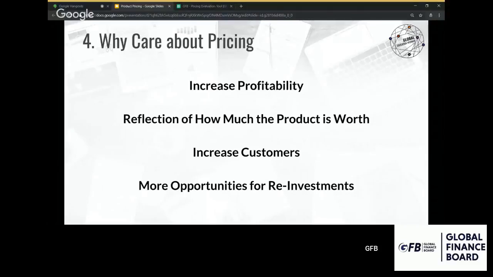Then, increase customers. We want the pricing to be good enough and marketable enough for our customers. Alongside how we're doing with our branding, marketing, and operations, having a good base of pricing would eventually increase our customers because they feel satisfied with how much value is in our products. And there would be investments, because there would be more profits and more revenue coming from a product that is at a good price.